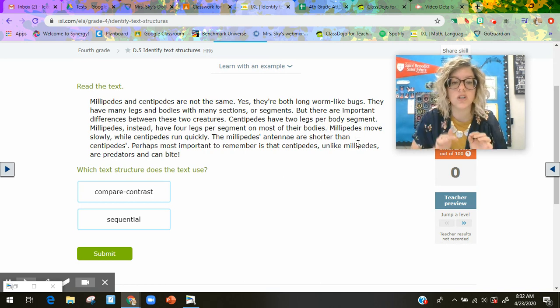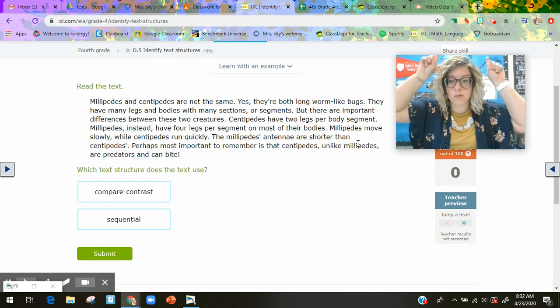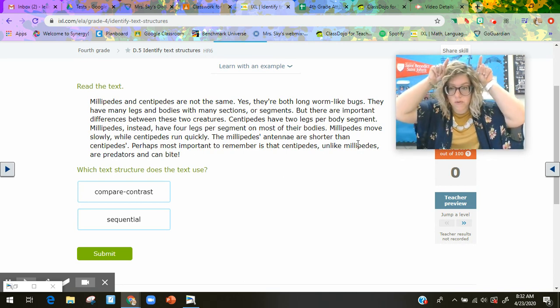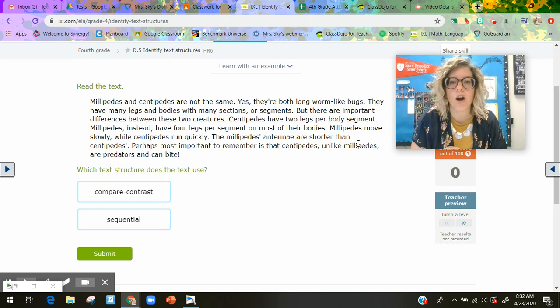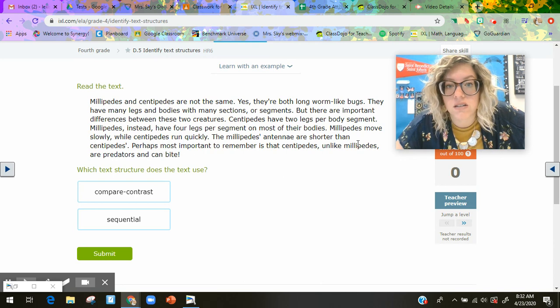Okay. Millipedes move slowly while centipedes run quickly. The millipede's antennae, if you're talking about one, it's an antenna. If you're talking about 2, they're called antennae. Not antennas, but antennae, like 2 of them. The millipede's antennae are shorter than centipedes'. Perhaps most important to remember is that centipedes, unlike millipedes, are predators and they can bite.